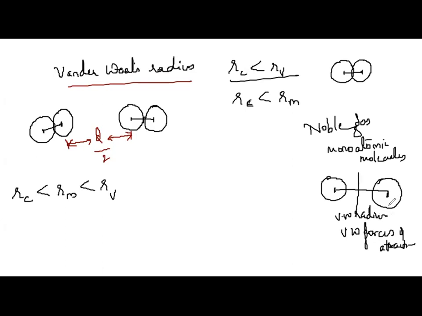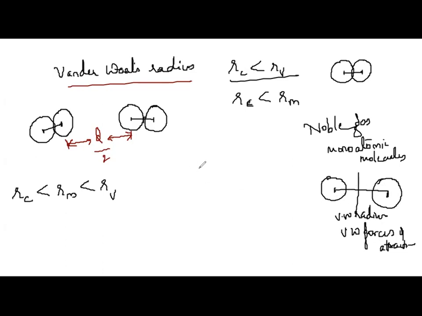So noble gases ordinarily do not form any bonds. In the crystal of noble gases, no chemical forces are operating between the atoms. Hence, van der Waals forces are the only attractive forces in these cases. So in other words, van der Waals radius constitutes the atomic radii of the noble gases.